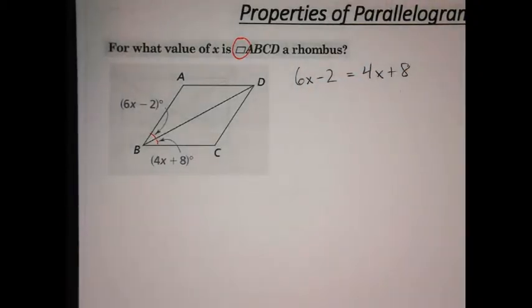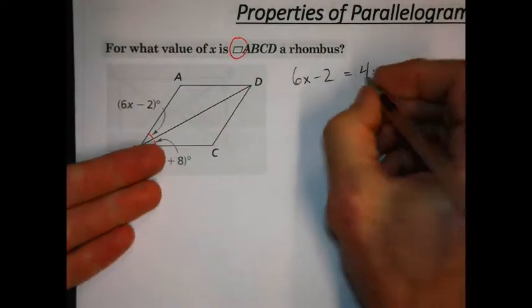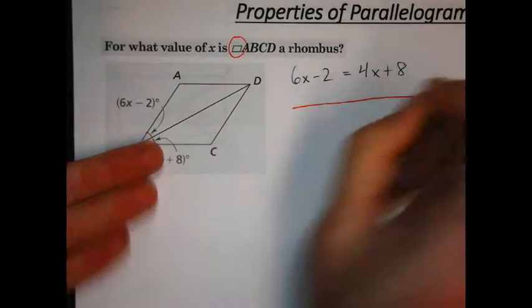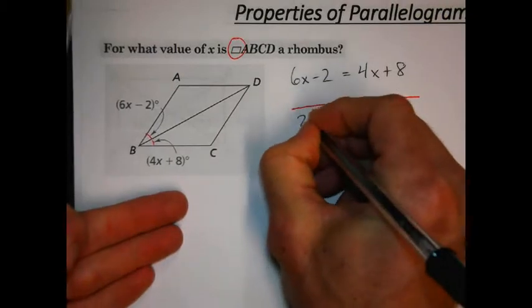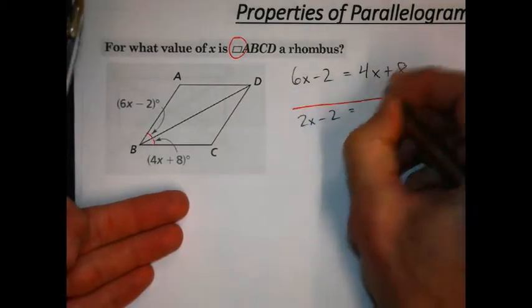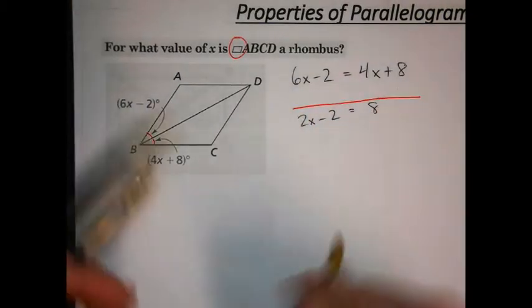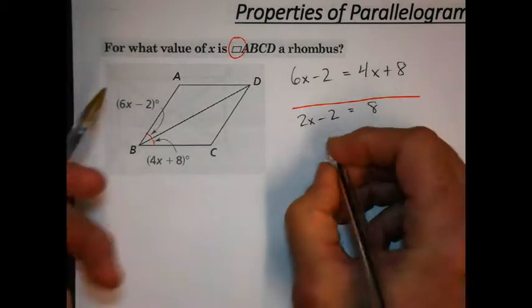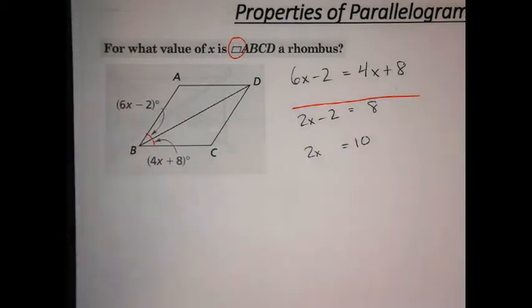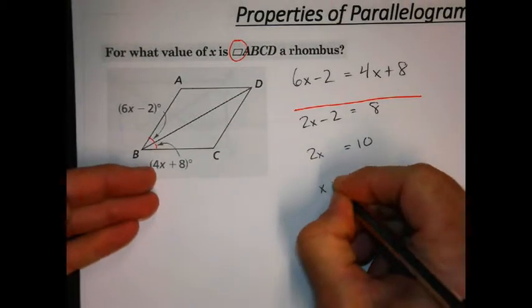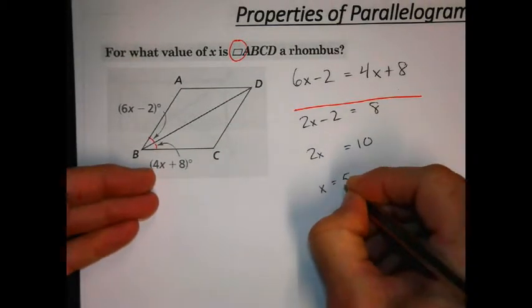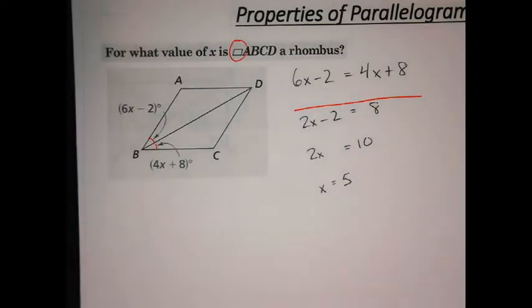Just like before, I am not going to show work. I have done a thing. Hopefully you see that I subtracted 4x from both sides. Again, I won't show work. Hopefully you see that I added 2 to both sides. And then lastly, you can see that I divided both sides by 2. So for what value of x is this a rhombus? x would be equal to 5.